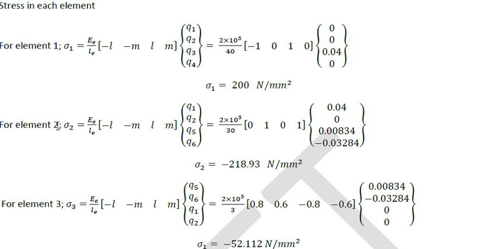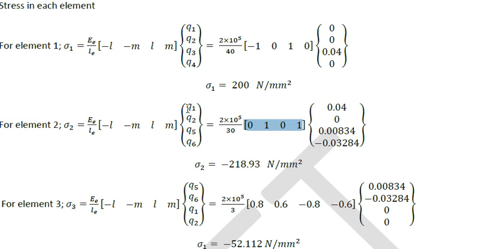For element 2, sigma 2 is E2 by L2. E is the same, that is 2 into 10 power 5 Newton per millimeter square. L is 30. These values of L and M are taken from the element connectivity data for the second element only. L is 0, M is taken as it is. So there should be a little correction.